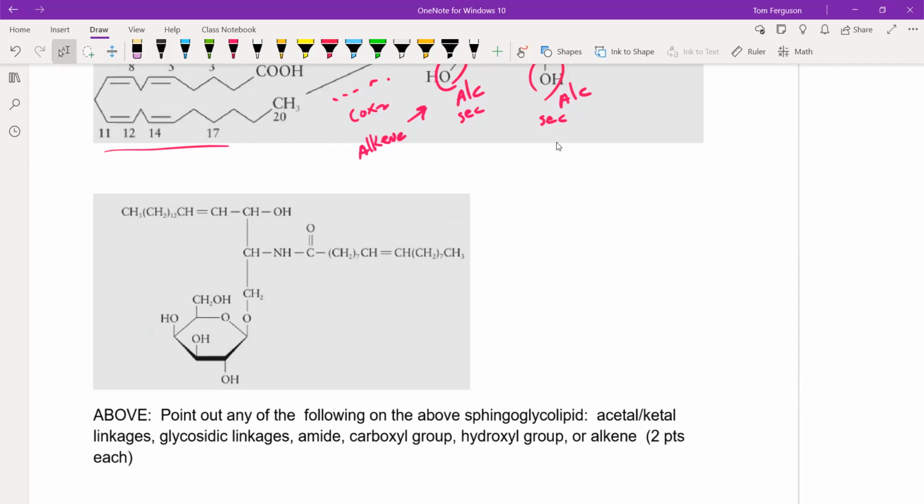So basically, in this one, I just wanted you to point out stuff. So this is a beta galactose. Beta because of this. So that linkage is going to be a beta 1 linkage. And we don't know the carbon numbering up above, so we're just going to say a beta 1 linkage.